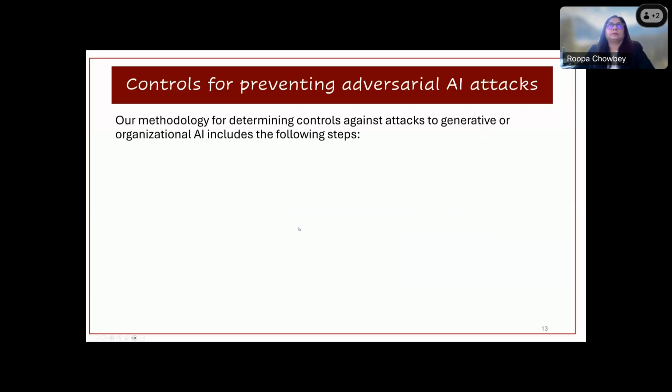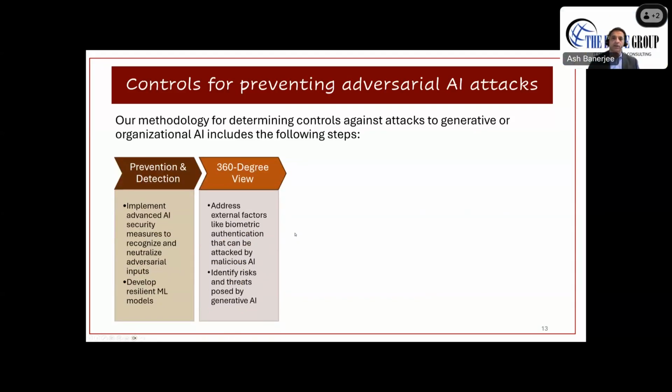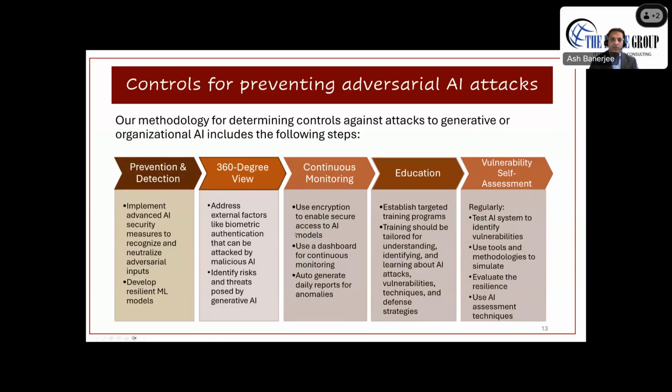Thank you, Rupa. So the methodology for determining the controls is primarily focusing on 5 different things. The very first one is prevention and detection. Here we are talking about figuring out what are the methods that we could leverage to prevent some of these threats and attacks from happening. A 360 degrees view. Now, this is very important because here we need to do a holistic assessment of all the areas that could potentially be attacked, as well as prompts, programs, everything that could potentially be in play from an adversarial AI point of view.